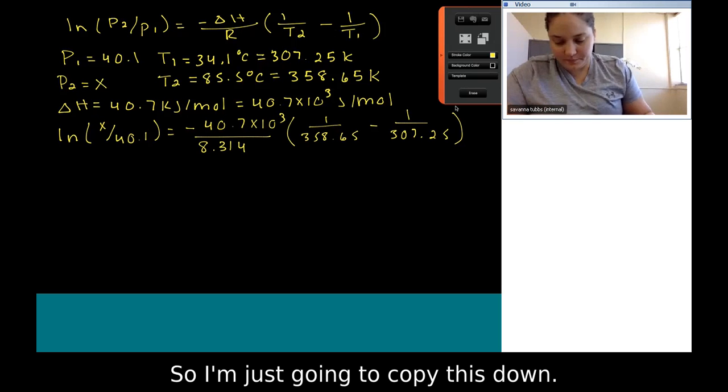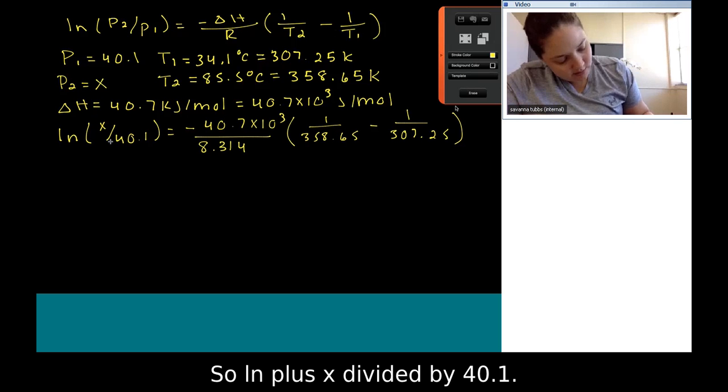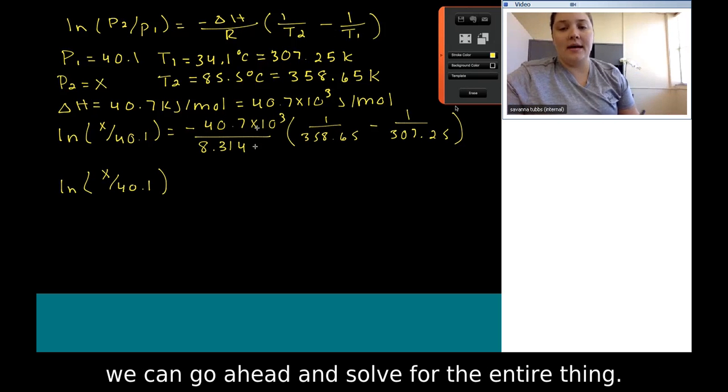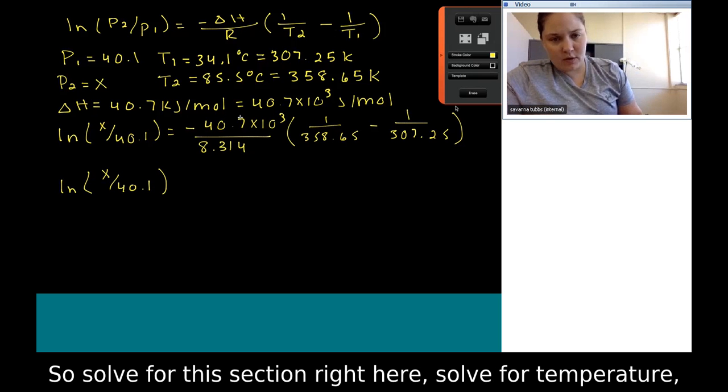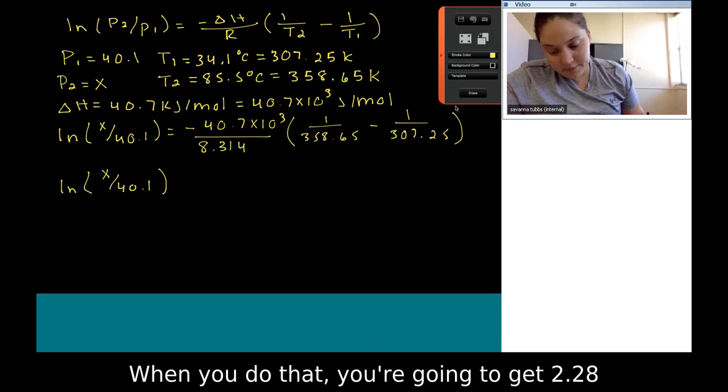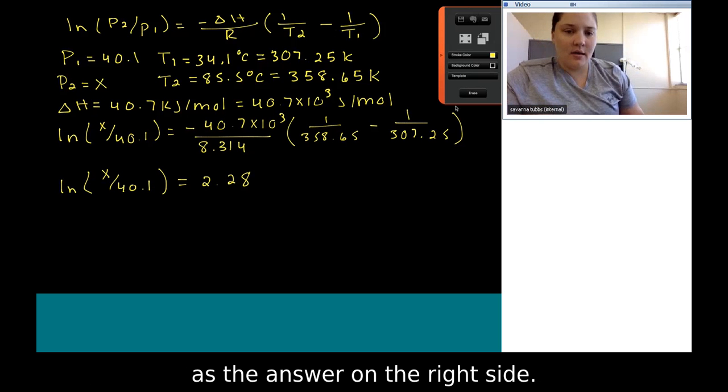I'm just going to copy this back down. So ln of X divided by 40.1. Because we have everything on the right-hand side, we can go ahead and solve for the entire thing. So solve for this section right here, solve for temperature, and then multiply the two together. When you do that, you're going to get 2.28 as the answer on the right side.